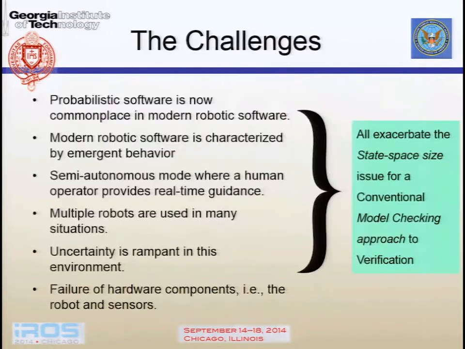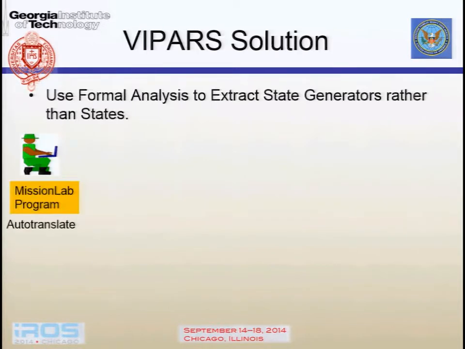A very popular approach to handling automatic software verification is model checking. We expect in our application to see probabilistic software, emergent behavior, robot teams, levels of autonomy, and rampant uncertainty. All of these things exacerbate the key weakness of model checking, which is state explosion. So we've developed an alternate approach, and we argue this approach is more appropriate for robust software applications. The key novelty of the approach is its focus on extracting state generators rather than state.